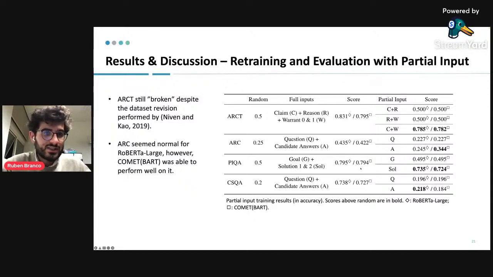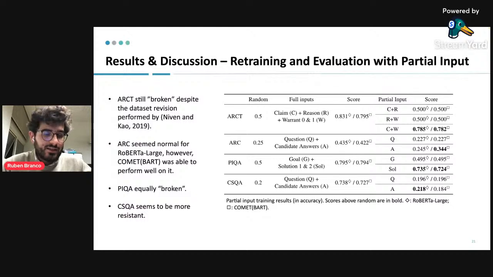Physical interaction Q&A is also the same story. It is equally broken. Here's the dataset with only the solutions, and it is able to get very good accuracy scores, almost the same as using the whole dataset. So it gives great solutions to goals it has not seen. It has no idea what the goal is, yet it is giving great solutions.